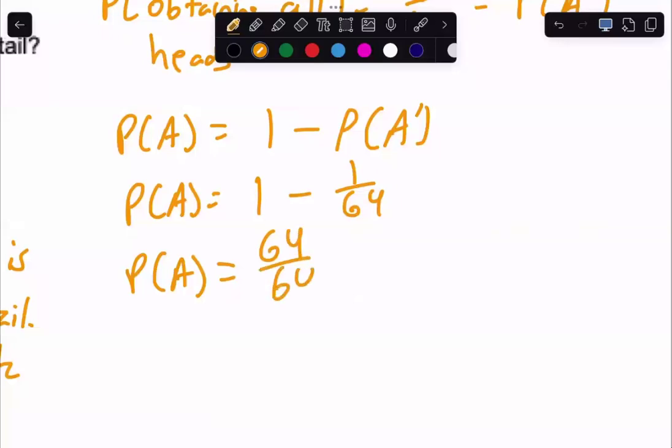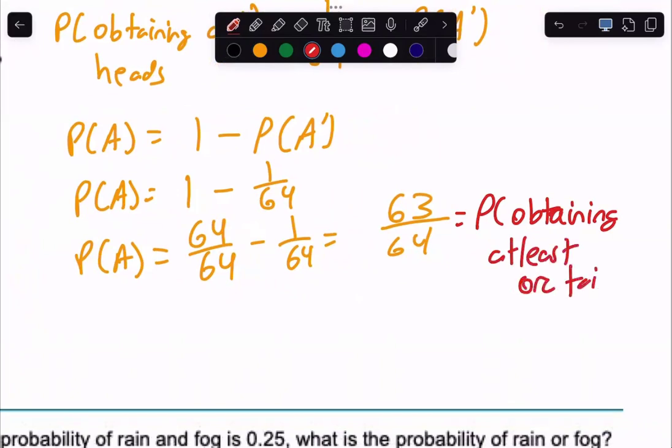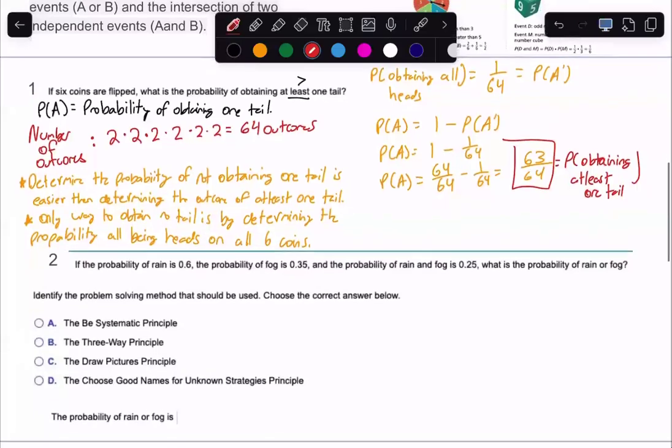Combine like terms, and you'll get 63 out of 64. That's the probability of obtaining at least one tail. And that's how you solve number 1. Number 1 is honestly the hardest one out of all of them. The rest of them are a little bit more straightforward.